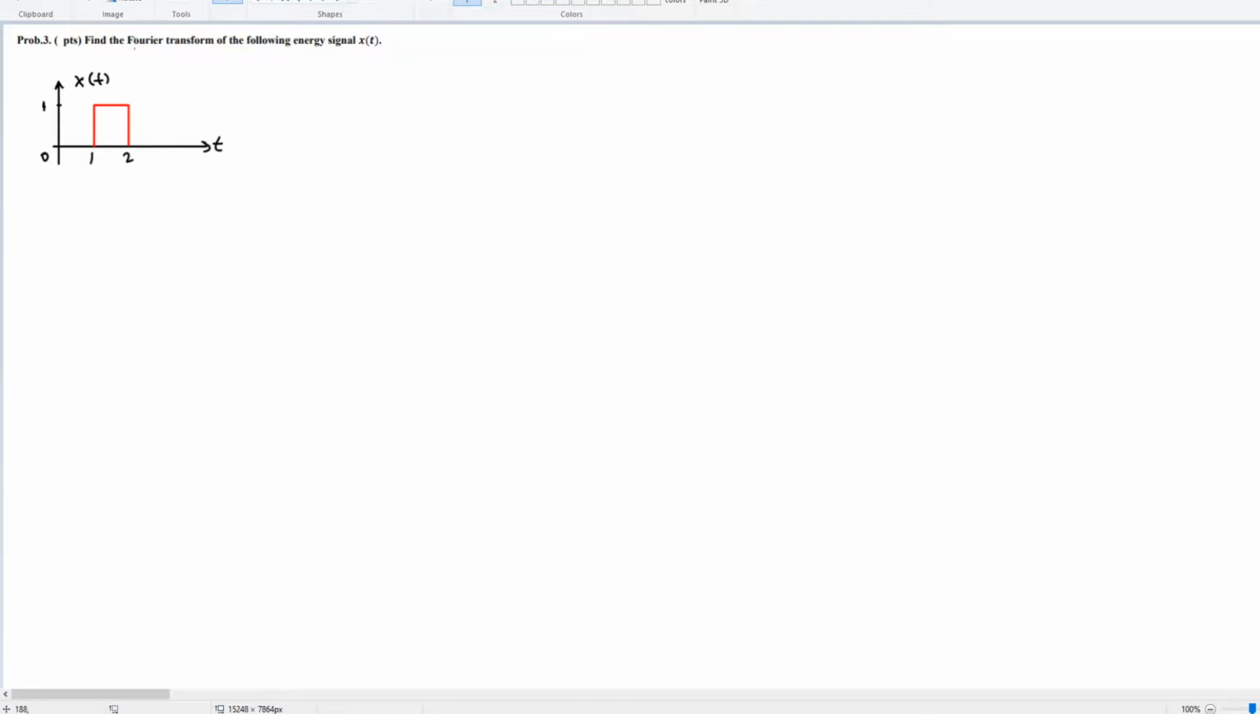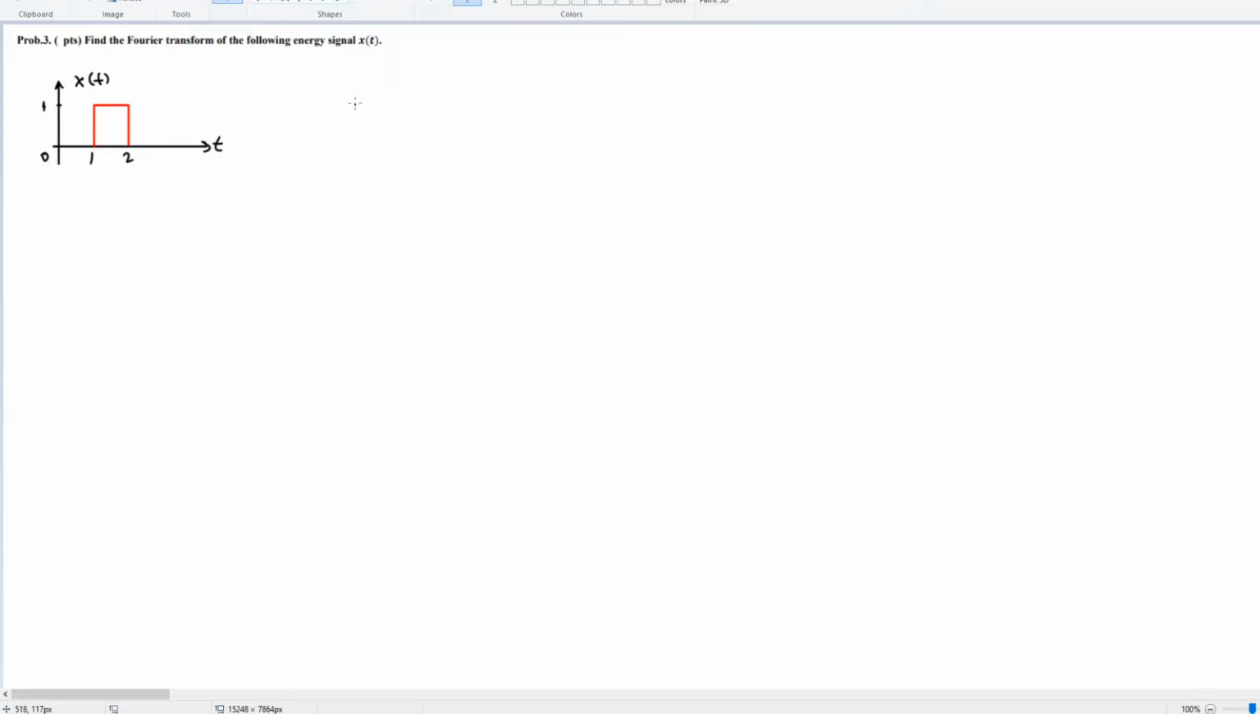So for problem 3, it's asking find the Fourier transform of the following energy signal x(t), and you just have a square wave over here between 1 and 2. This is a very, very simple problem, and there were problems like this on the last quiz. If you found the first problem's answer using x0 and xn, you'll see that this is very similar, but if you found it using a0, an, and bn, well, I'll show you guys anyway.